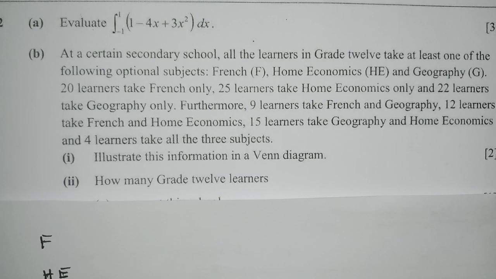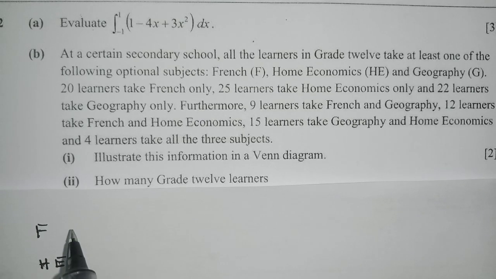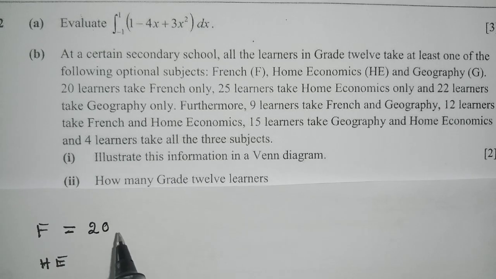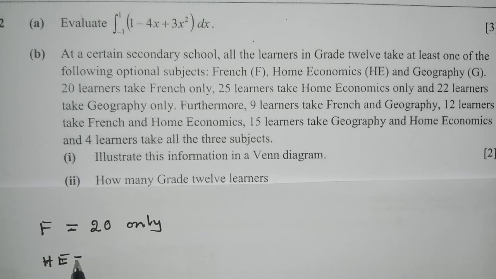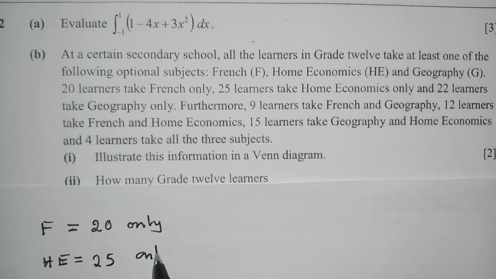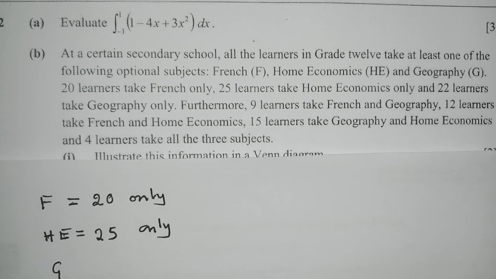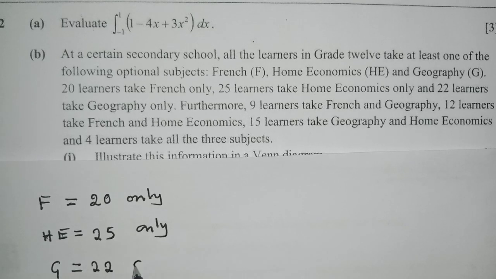20 learners take French only. This is very important, only. So here we say 20 only. The next will be 25 learners take home economics only. So write 25 here, only. The next will be 22 learners take geography only. So here we are writing 22.